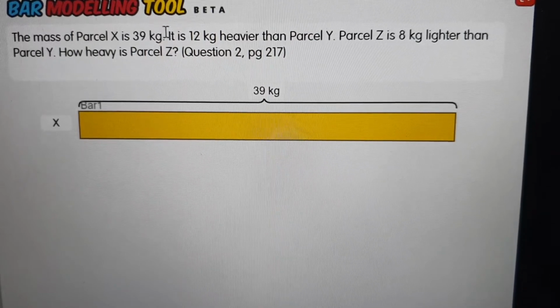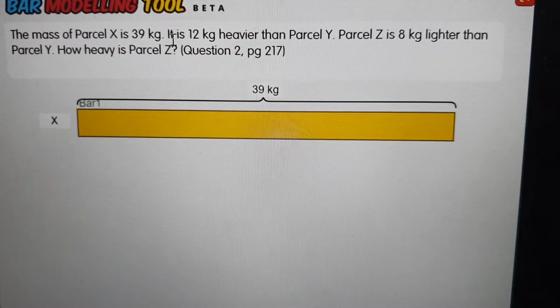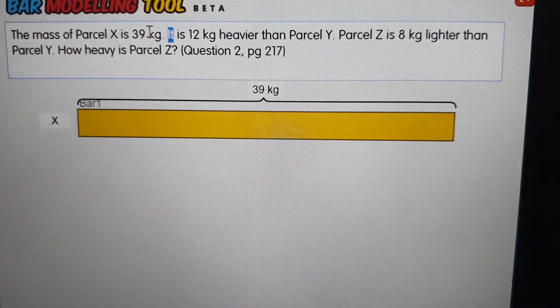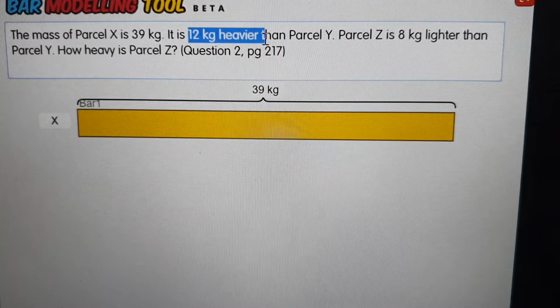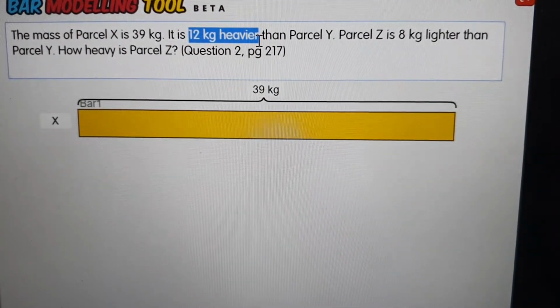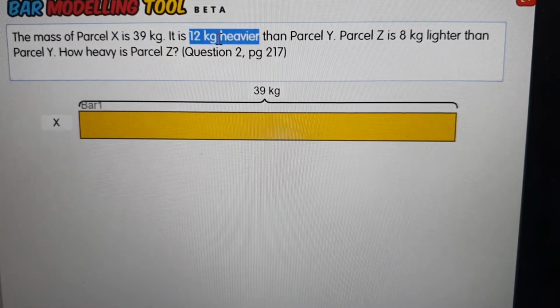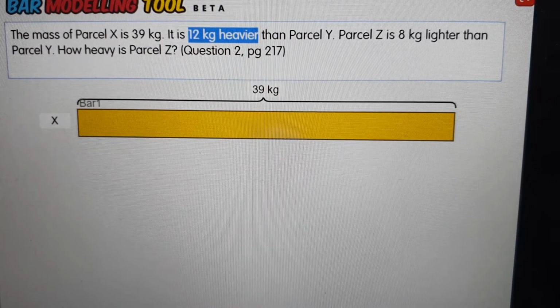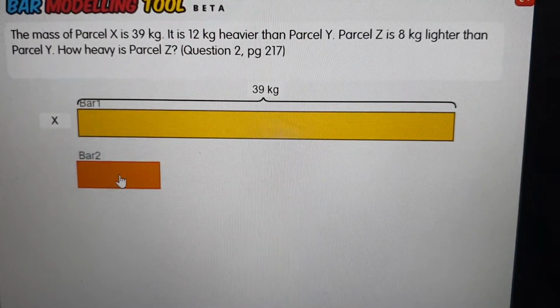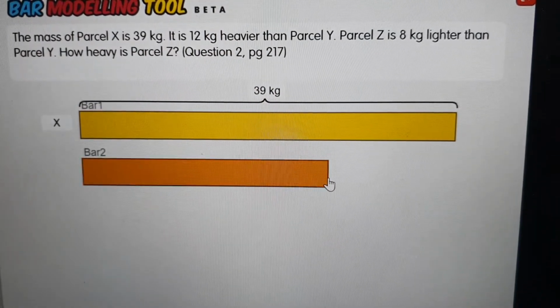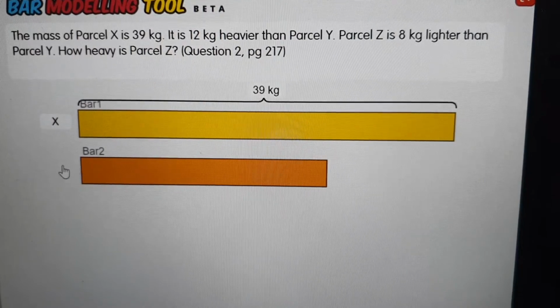The next part tells you that it is 12 kilograms heavier than parcel Y. So what does this "it" represent? You should be able to tell me that this "it" represents parcel X. So if parcel X is 12 kilograms heavier, which is going to be the longer bar? Is it parcel X or parcel Y? You should also be able to tell me that parcel X is going to be the longer bar. So I'm going to draw another bar here, which is going to be a shorter bar to represent parcel Y.